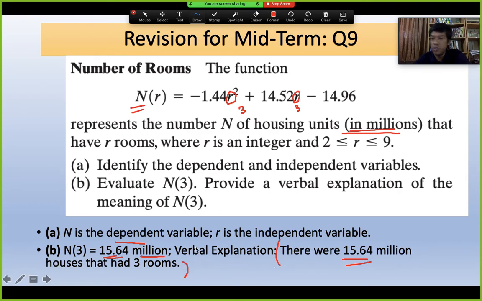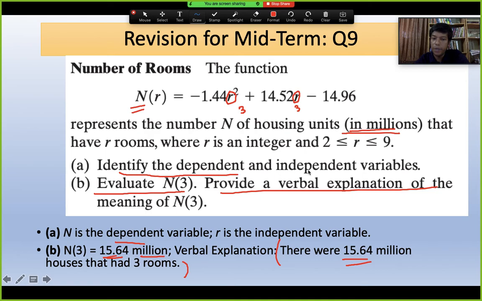Verbal explanation. So you see there are 2 parts here. One is n of 3 equal to what, and then the verbal explanation. So if you see this question in the exam, remember there will be 1 mark for this and another mark for this. If you answer only the first part, you will get only 1 mark. So always you have to answer both parts. If there is a 2-part question, here there is a 2-part question. Evaluate this and provide a verbal explanation.